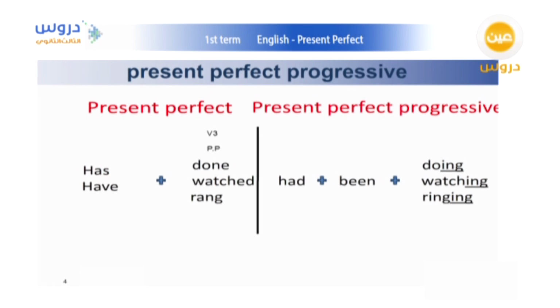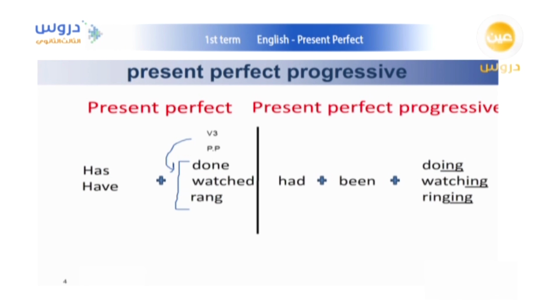So these are the verb 3 or the past participle. So here is the form. Have or has plus past participle. So I can say he has, she has, it has done. But I can say also I have, we have, they have, and you have.